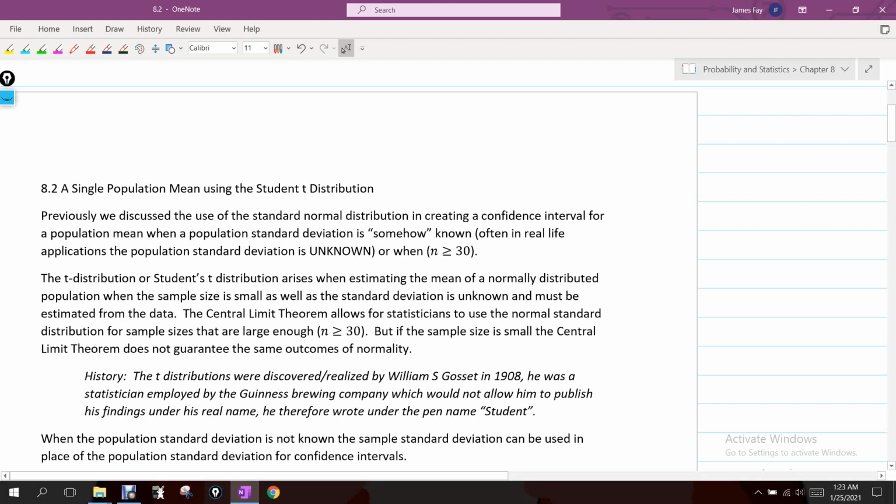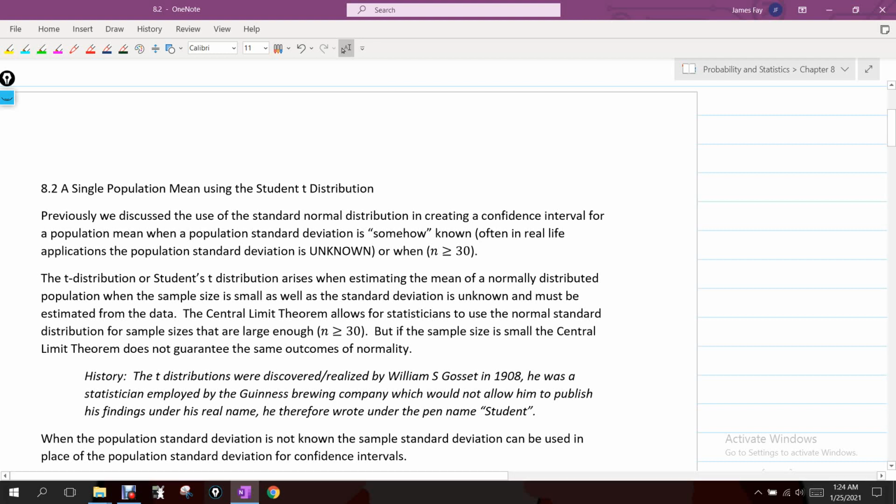but now we're not going to know the population standard deviation. So what happens is that we can replace the standard deviation, which is sigma of the population, with the standard deviation of a sample. Okay, it says the t distribution, or what we call the student's t distribution, arises when estimating the mean of a normally distributed population when the sample size is small and the standard deviation is unknown. Okay, or the population standard deviation is unknown, and we must estimate it from our data.